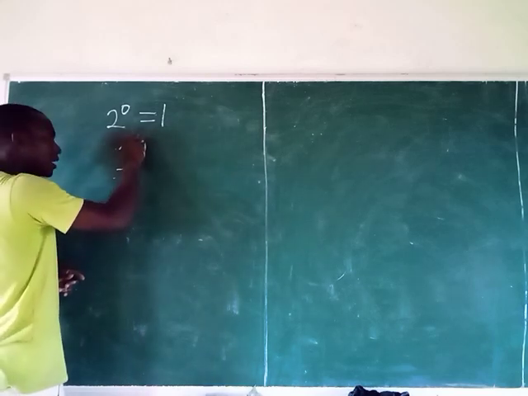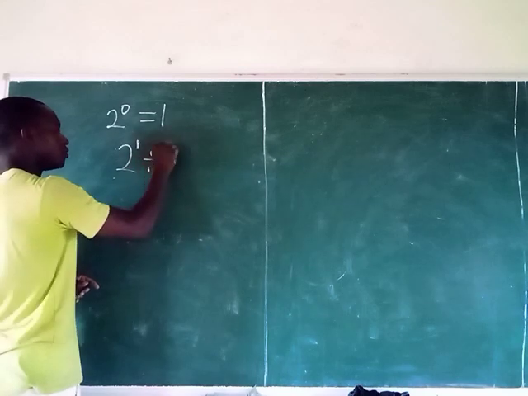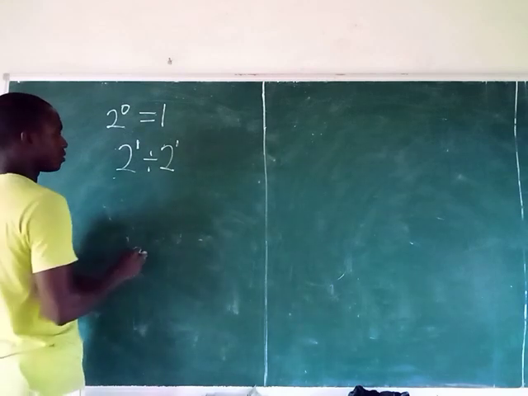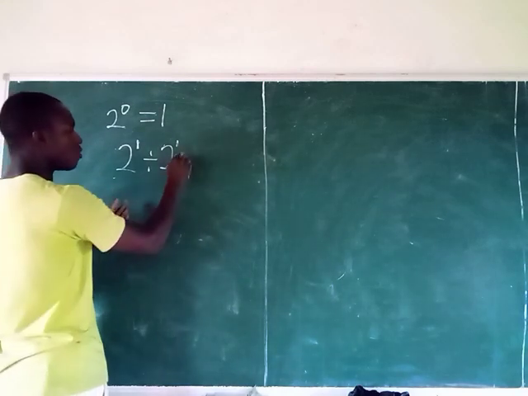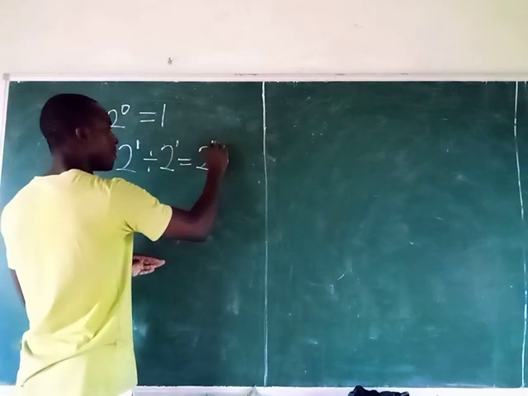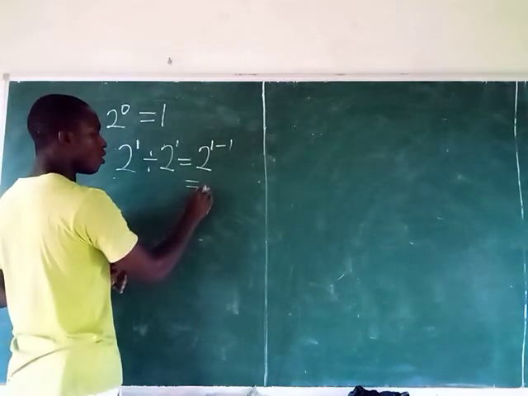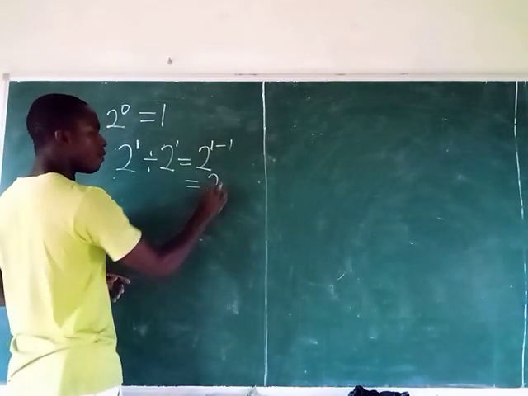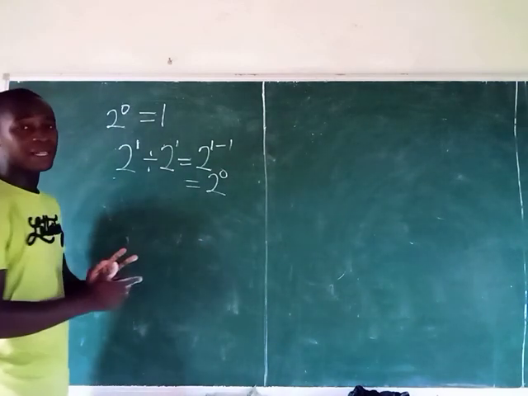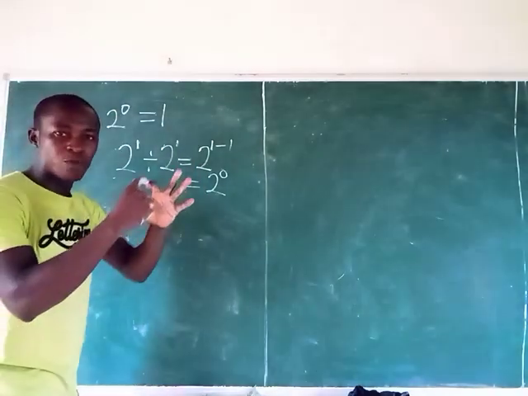2 raised to the power of 1 is divided by 2 raised to the power of 1. Now, watch. In the division law, this is equal to 2 raised to the power of 1 minus 1. See that? And that is equal to 2 raised to the power of 0. Remember, the division law states that when two numbers of the same base are divided, their powers, or their indices, are subtracted.